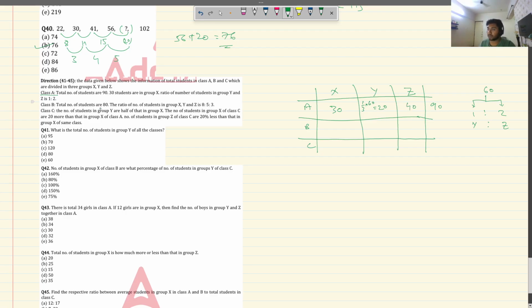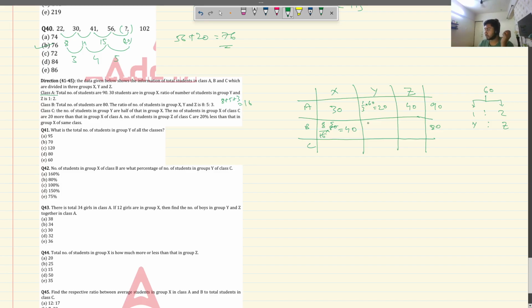Class B, total number of students are 80. The ratio of the number of students in groups X, Y, Z is 8:5:3. Okay, so in X, what do we have? 8 parts out of 8 plus 5 plus 3, which gives us 16. So 8 by 16 of 80. 16 into 5 is 80. 8 into 5, that is 40 students are there in X.